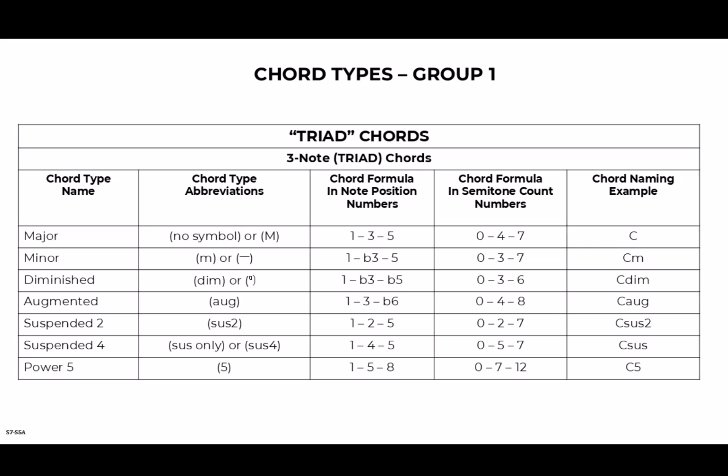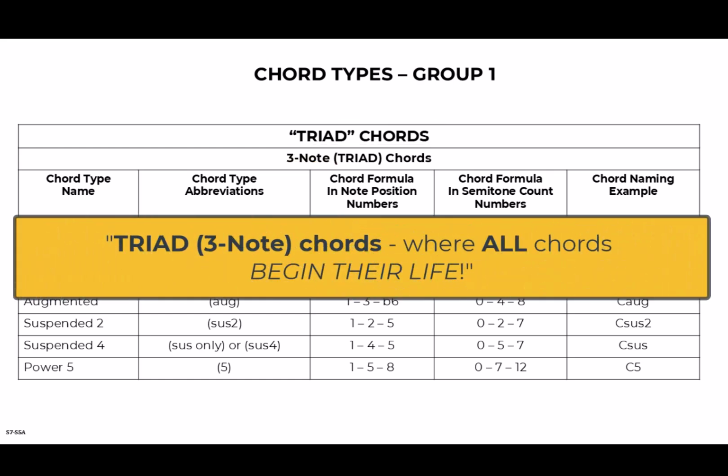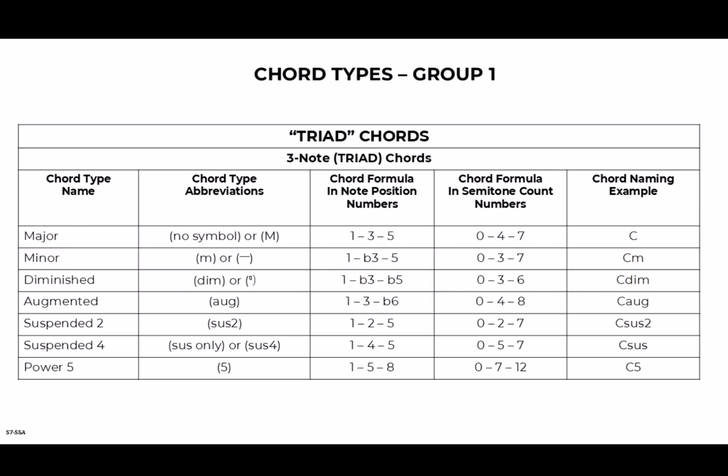Now let's begin our focus on the Group 1 triad 3-note chords, where all chords begin their life. This statement will be repeated many times, so keep this in mind. Notice that the common abbreviation for each chord type is included, as these are important symbols that are used in the naming of chords, which will be fully explained in Session 8.